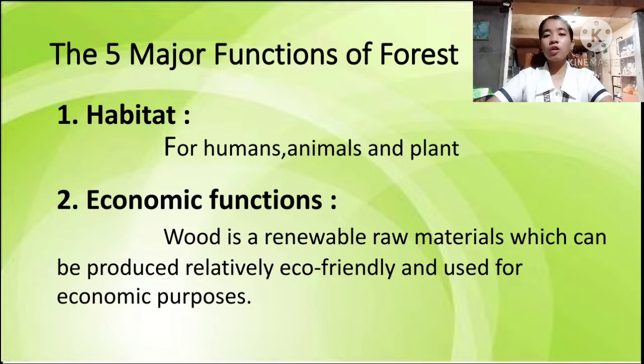Next is the economic function. Wood is a renewable raw material which can be produced relatively eco-friendly and used for economic purposes. Forests are recognized as an integral part of national economies, providing a wide range of production inputs, environmental goods, food, fuel, medicines, household equipment, building materials, and raw materials for industrial processing.